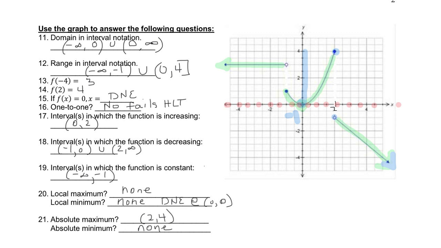Is it 1 to 1? No, it's not 1 to 1. It fails the horizontal line test. There's lots of values where it fails the test, but anywhere in this region here where you would cross and hit the graph in multiple places.